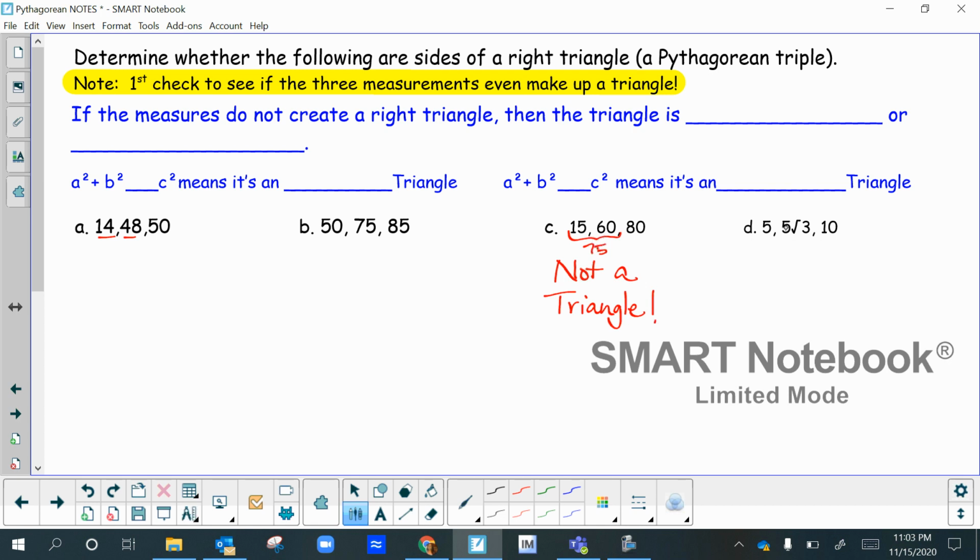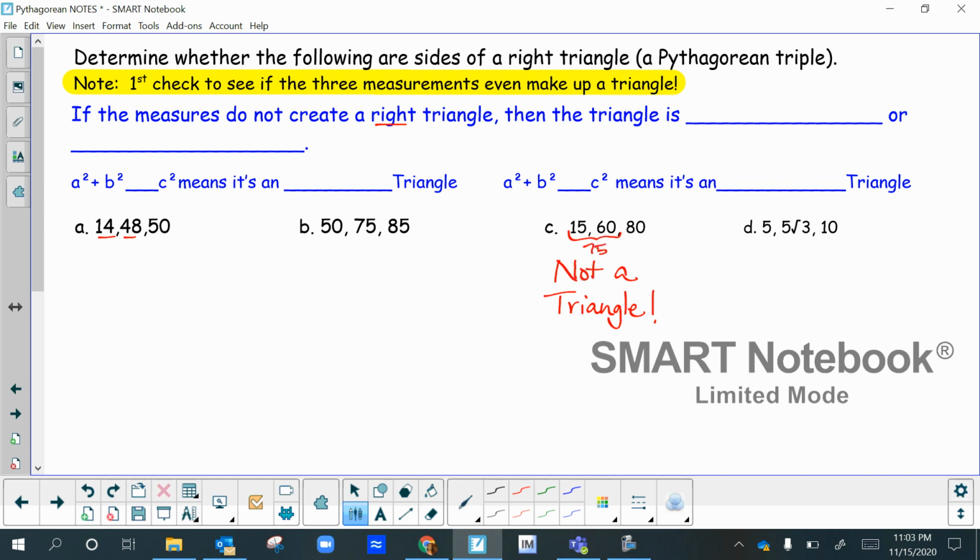And then over here, 5 radical 3, and 10. Obviously, 5 plus 5 is 10. And then if you have this radical 3 next to this one, that's going to be bigger than 10. So that one will be a triangle. So those three are triangles. Now, what kind of triangle would they be?